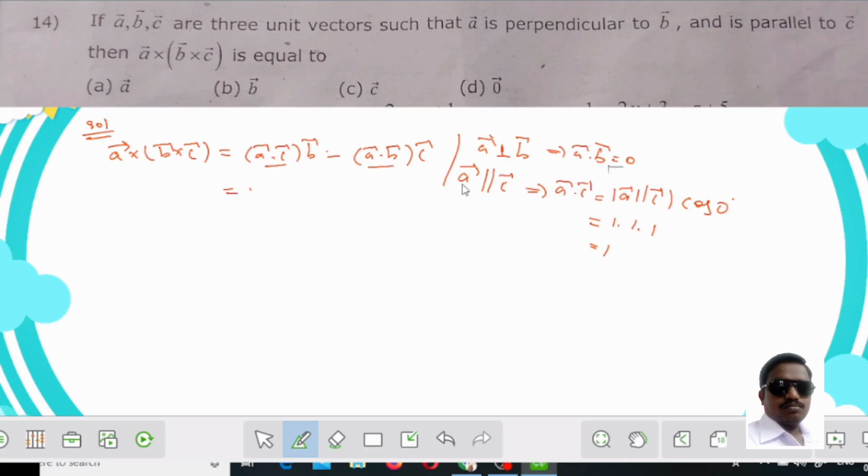Now you substitute these two values in the expression: A dot C equal to 1. So 1 into B vector minus 0 into C vector. So finally we are having B vector as the answer. So option B is the right answer. So next go for the next problem.